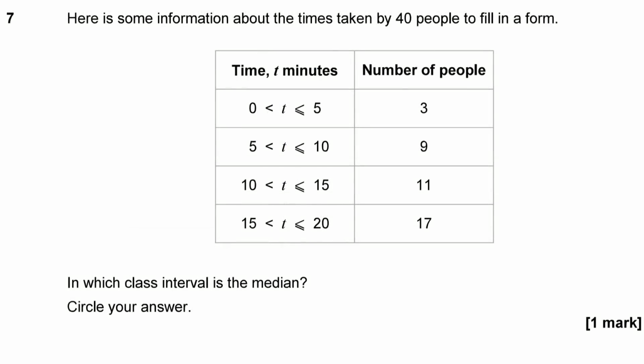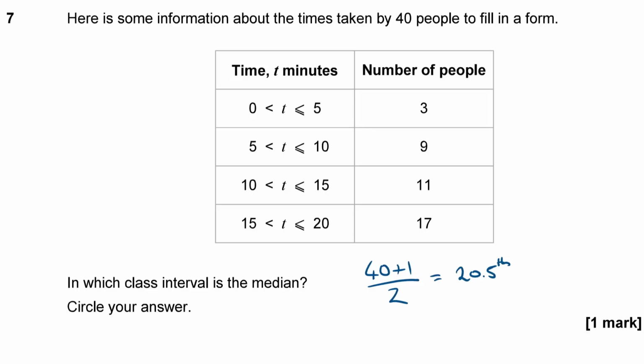Question 7. Here is some information about the times taken by 40 people to fill in a form. So I've got 4 different groups there, and I can see that 3, then 9, then 11, then 17 people took that amount of time. Now if I want to know which class interval the median lies in, I know I've got 40 people, so to find the group for the median I need to take my number of people, add 1, and then divide by 2, and that will tell me which person is in the group. So 40 plus 1 divided by 2 is the 20.5th person, so halfway between the 20th and the 21st person.